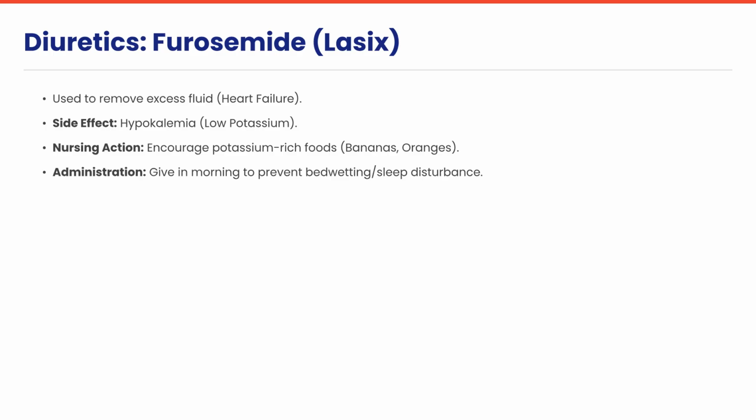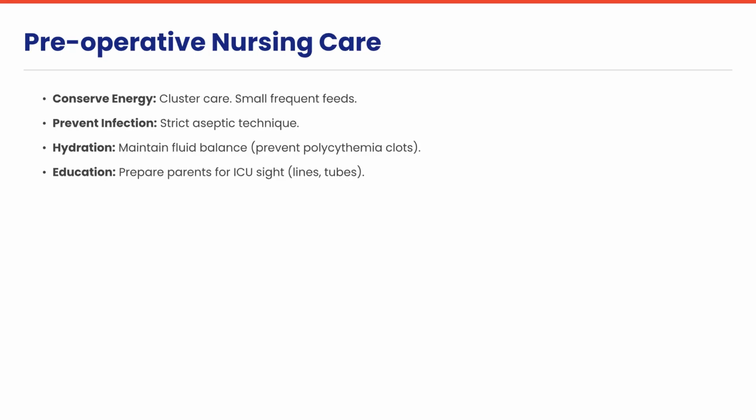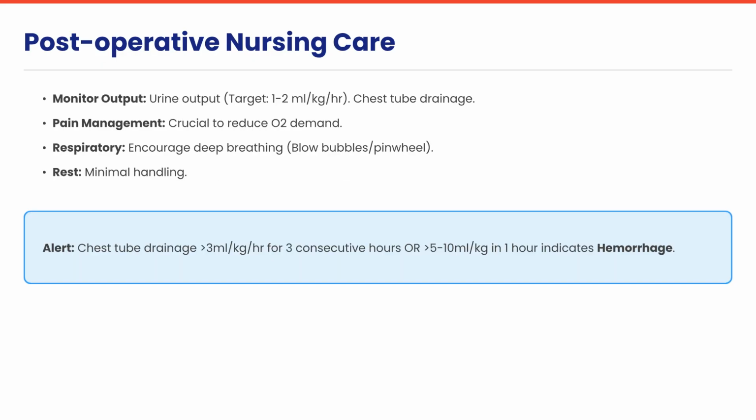Furosemide is a diuretic used to remove excess fluid, but it can cause hypokalemia. Nurses should encourage potassium-rich foods and administer the drug in the morning. Preoperative nursing care focuses on conserving energy by clustering care and providing small, frequent feeds. Maintaining hydration is essential to prevent polycythemia-related clots. Postoperative care includes monitoring urine output, which should be 1 to 2 milliliters per kilogram per hour, and managing pain. Watch for excessive chest tube drainage, which may indicate hemorrhage.